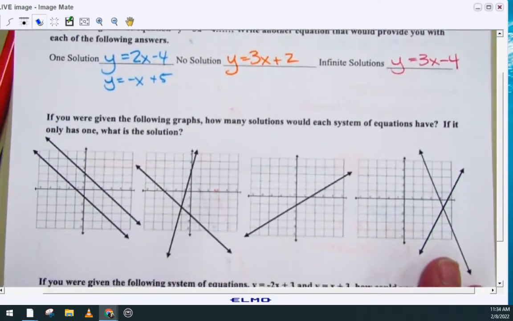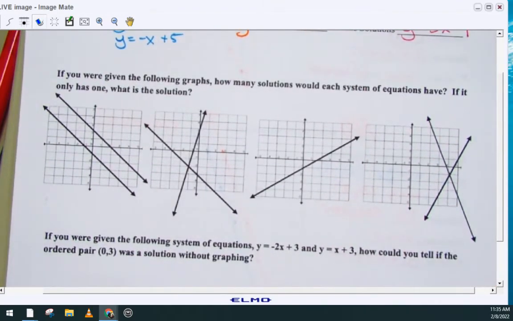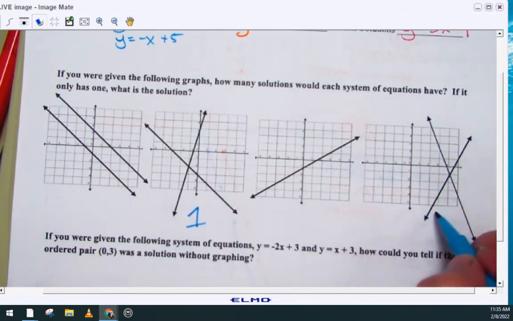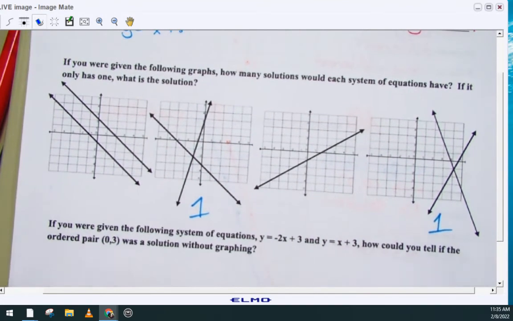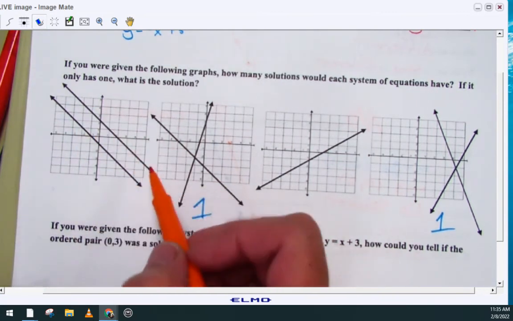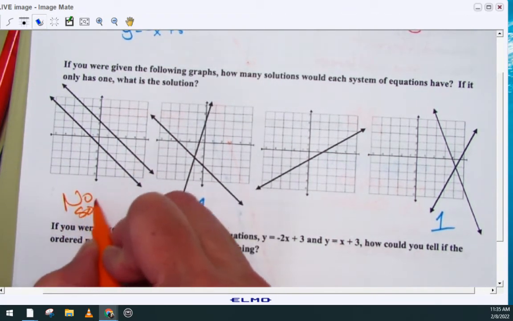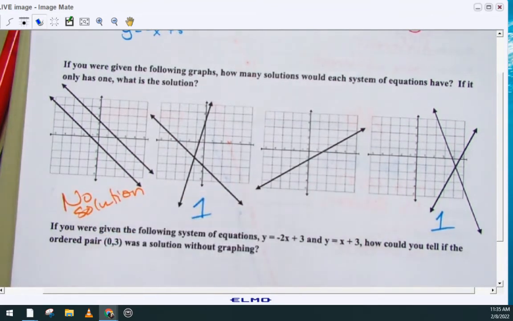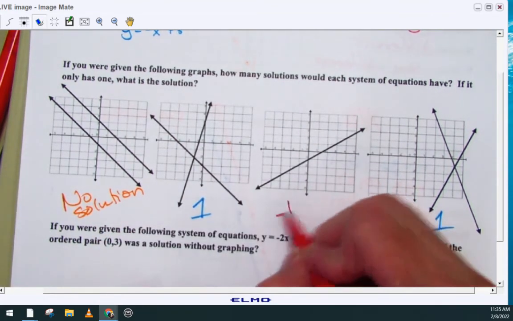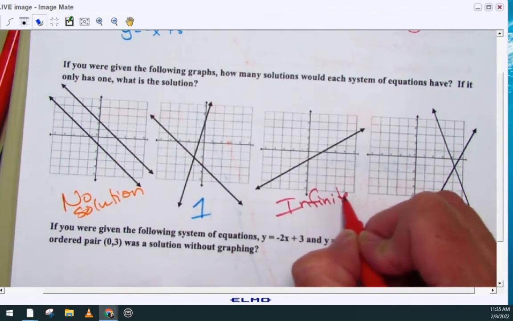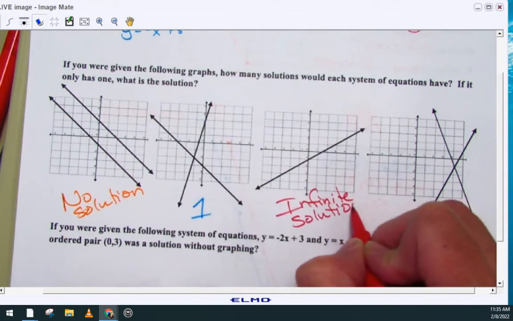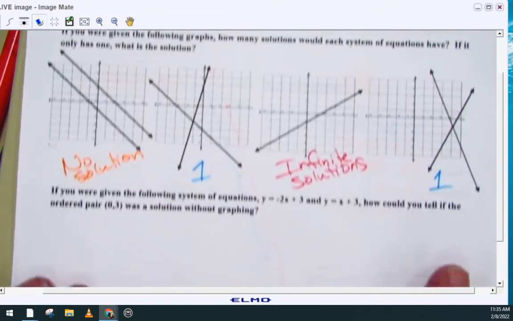So if I look at this down here, which one has 1 solution, which one has no solution, and which one has infinite? The ones that have an intersection, that has 1 solution. The one that is parallel, this is no solution. And the ones that are the exact same line, this is infinite solutions. Okay?